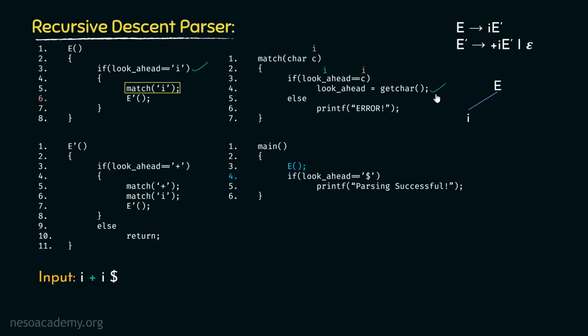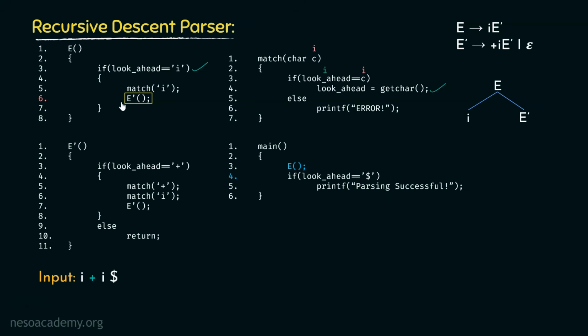Once this is done, we will return back to the procedure E, and specifically we will return back to the line number 6. In the line number 6, we are going to call the function E dash, which means from E, after we derive I, we are going to derive E dash. This one mimics the production rule: E can be rewritten as I E bar. So basically we are deriving I E bar from the start symbol E.